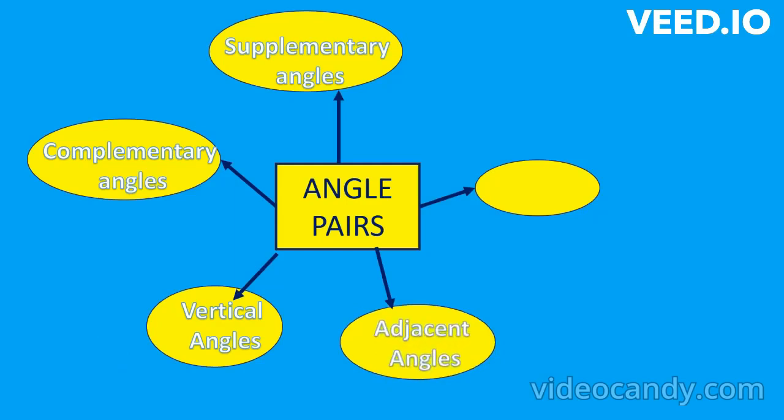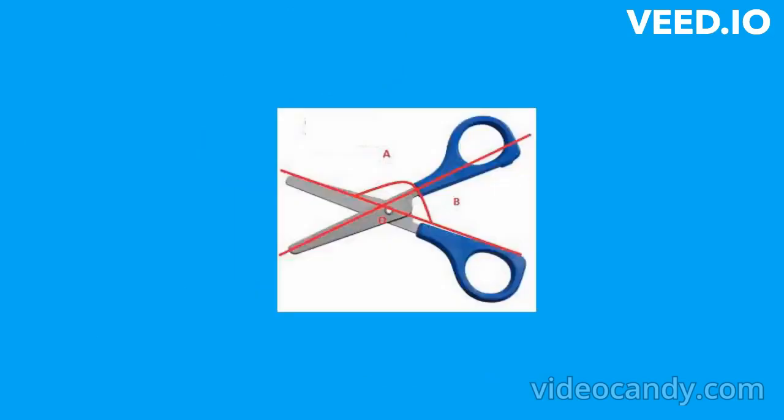We have adjacent angles. Here we have two angles, angle A and angle B. This one is one angle and this is the other angle. These two are called adjacent angles because they have a common side, common arm. This is the common side. This is the common side.